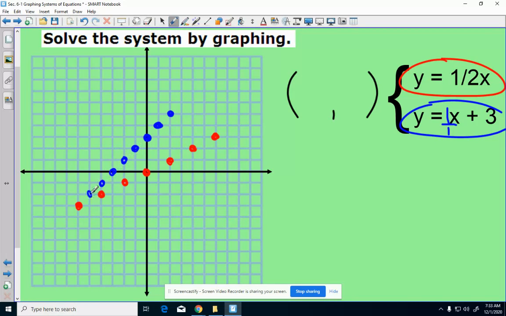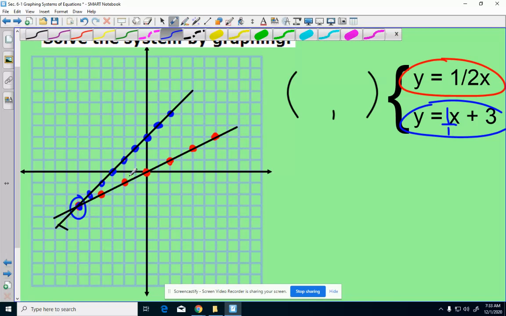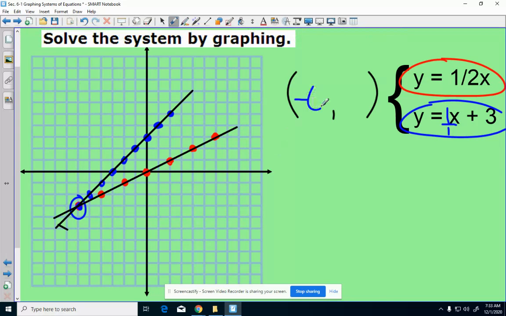Okay, and as I continue down this path, that ordered pair right there is the point that both of these share in common. Right, there it is. It is the ordered pair -6, -3. Okay, that ordered pair is the only ordered pair that those two equations share in common. So it is what is called their solution. If we plug this ordered pair into both the red and the blue, it would work for both.